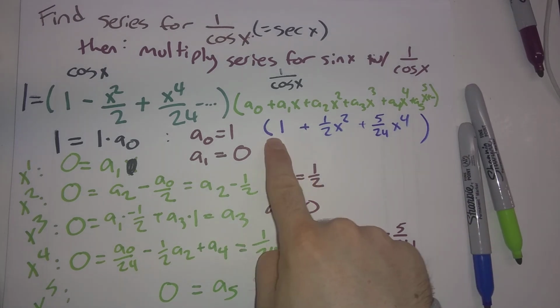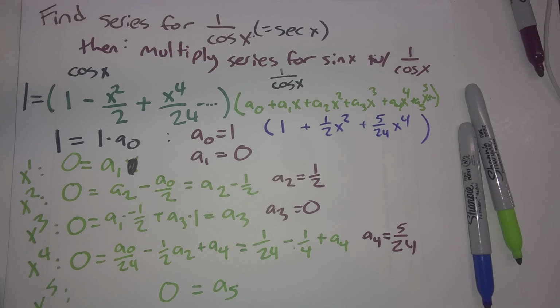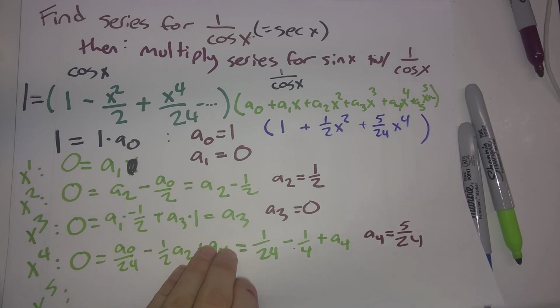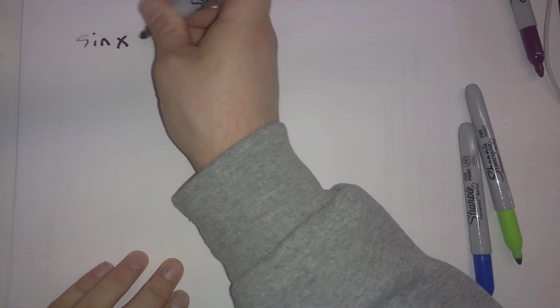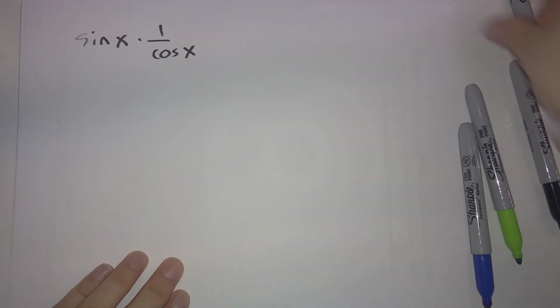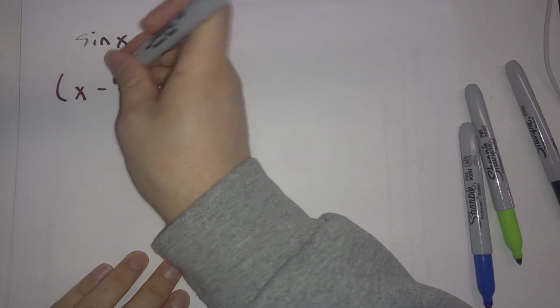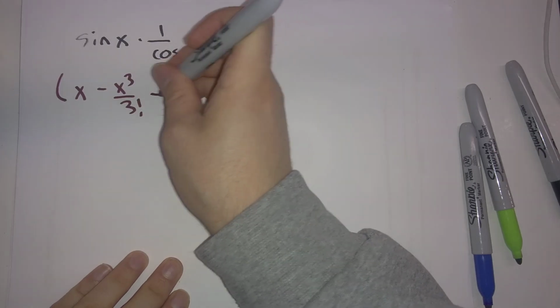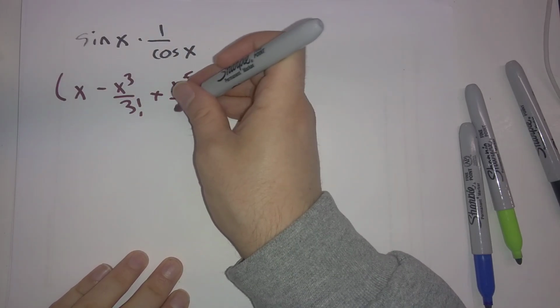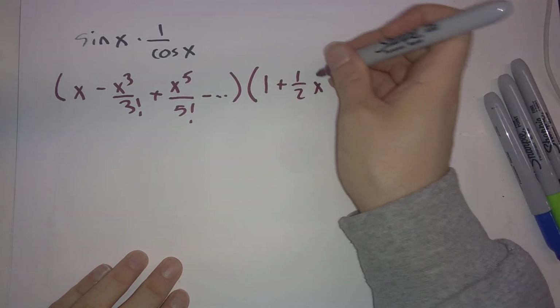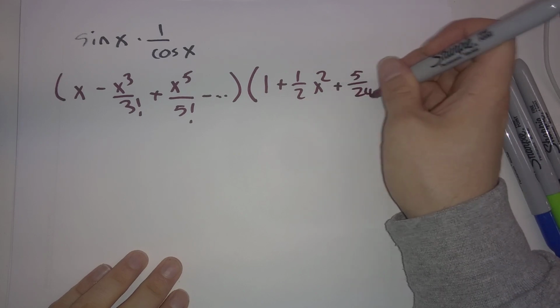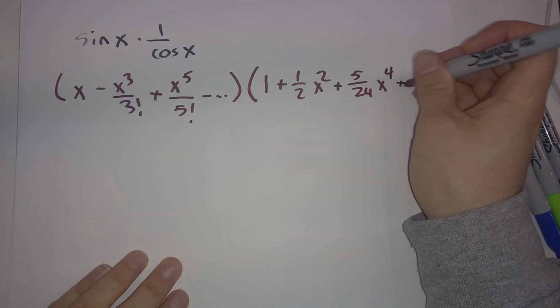So what this tells us is the first several terms of 1 over cosine x, that's secant x, are 1 plus 1/2 x squared plus 5 over 24 x to the fourth. And so we end up with sine x times 1 over cosine x. This starts off as x minus x cubed divided by 3 factorial plus x to the fifth divided by 5 factorial, times 1 plus 1/2 x squared plus 5 over 24 x to the fourth.